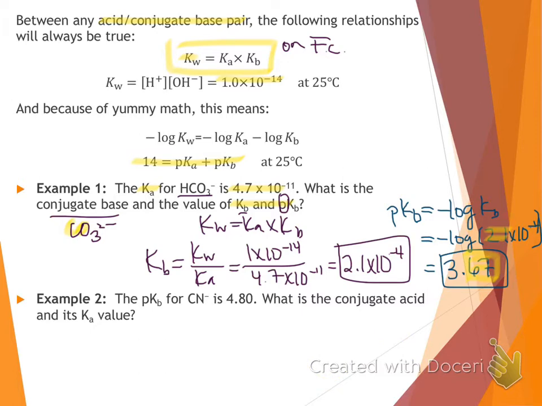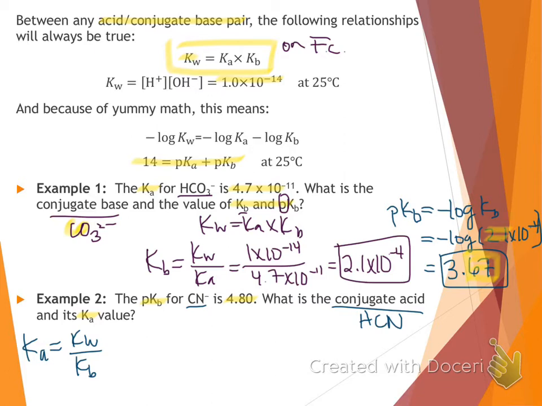So on example number two, we're given the pKb for our CN minus. We want to know the conjugate acid as well as the Ka value. Starting with our conjugate acid, CN minus is a base. Bases accept a proton, so we're going to give it a proton. That makes our conjugate acid HCN. We want to know its Ka value. Well, I know Kw equals Ka times Kb, so Ka has to equal our Kw divided by Kb.